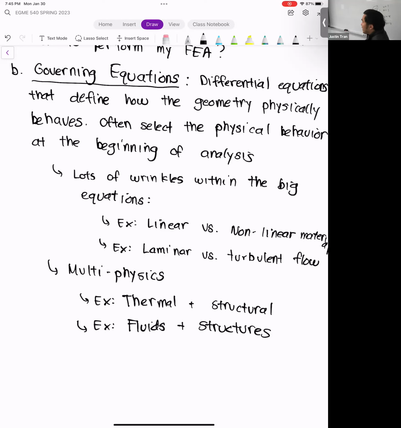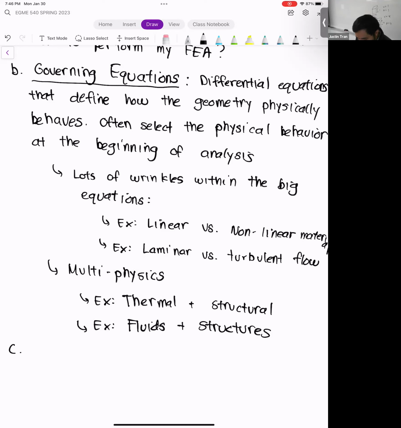Sometimes you want to combine more than two. Sometimes you want to combine 3, 4, or 5 different physics. So thinking about all the physical processes that you want to simulate, and making sure you account for all of those in the equations, is an important step in FEA.